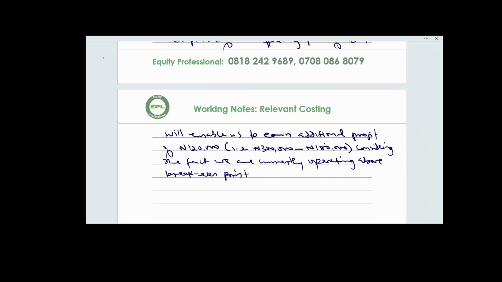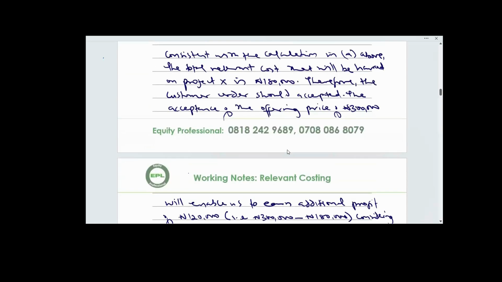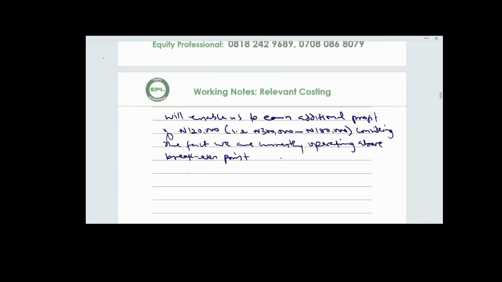Okay, we've already said that the company will earn additional profit of 120,000. And then according to the question, we are told that the company is currently operating above break-even point, which means the company is profitable. Here we are going to achieve additional profit of 120,000. Therefore, the project should be accepted. Then if you like, we can go further.